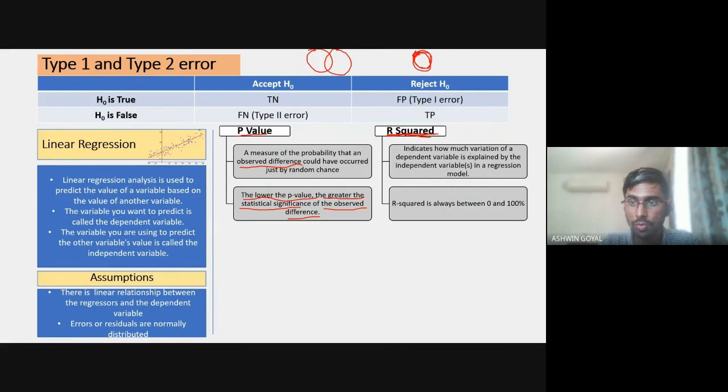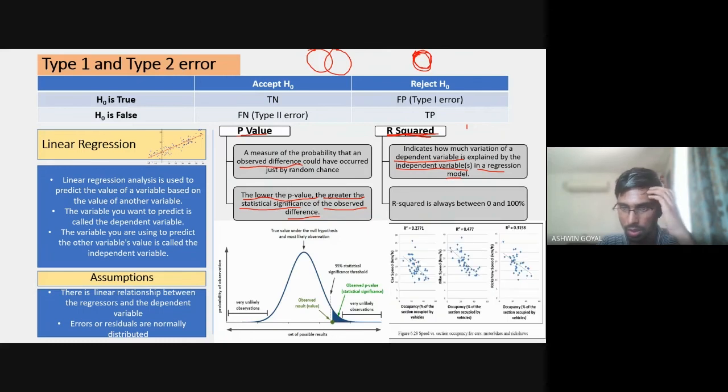This R squared term is commonly used in data science. It indicates how much variation of a dependent variable is explained by the independent variable in a regression model. So how much variation of one data distribution, or let's say how much variation of a dependent variable is explained by an independent variable. So I'll show you this graph. Here this is the car speed versus occupancy, which is the percentage of the section occupied by vehicles. This is the bike speed and this is the rickshaw speed. So for the rickshaw and bike and car, we have different R squared.